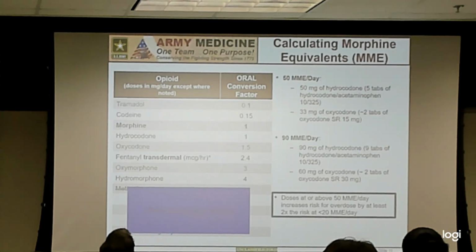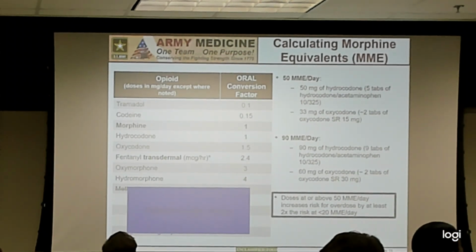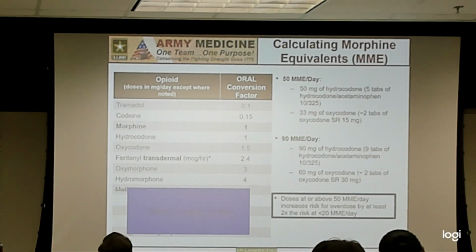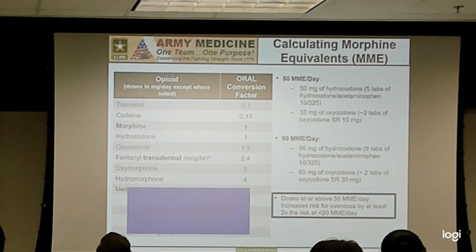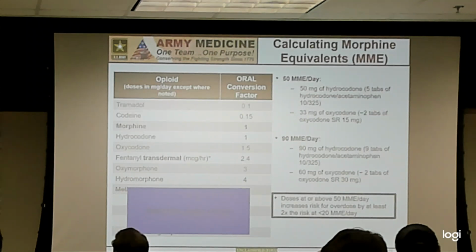I'm going to have to do a problem because this isn't going to make sense to see it like this. We're going to do a problem. When you go back after we do the problem and you're looking at this, essentially you're multiplying your total daily dose by the conversion factor to get your MME. That's all that this is. But it'll make sense when we do our practice. And then as you see, the doses that are above the 50, we can increase our overdose risk, so we want to avoid that.